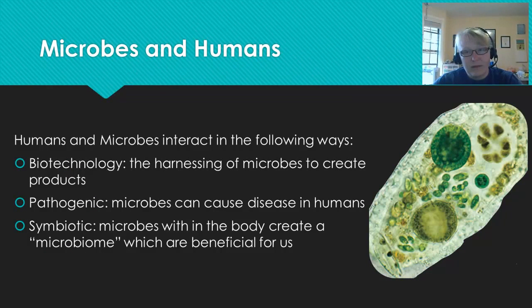So now let's wrap up this topic with one more thing I want to overview. This is how humans and microbes interact. We have 3 main things I want to talk about: biotechnology, pathogenic microbes, and symbiotic microbes. Biotechnology is where we harness microbes to help produce things for us. Pathogenic microbes are the microbes that cause disease in humans, such as foodborne illnesses or bloodborne pathogens. And then we have the symbiotic microbes, which help our bodies function the way we do, as well as in other microbiomes as well. But I'm going to talk about it in terms of us.